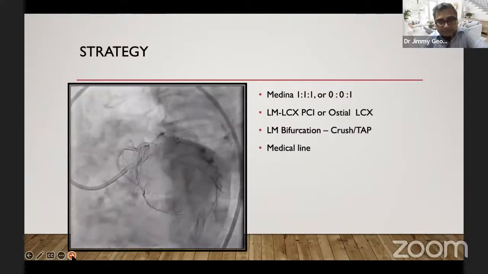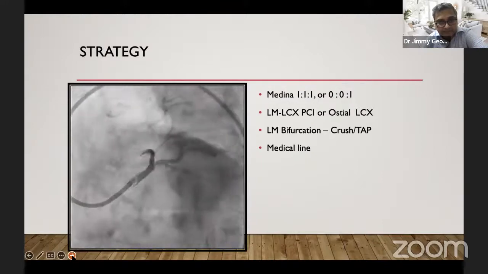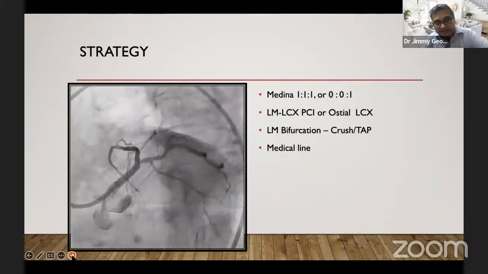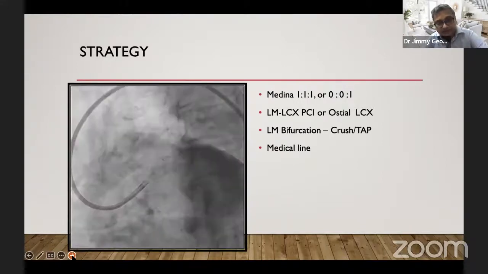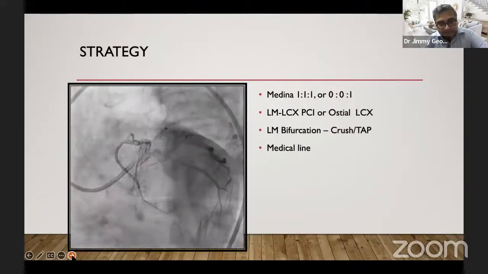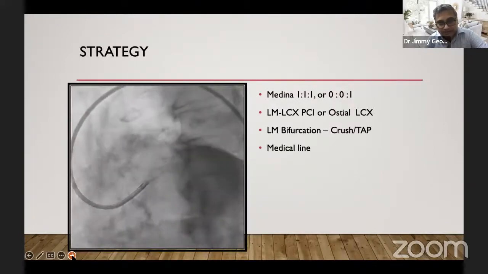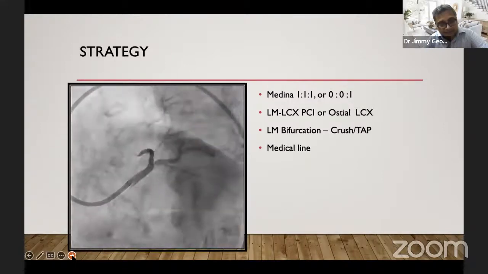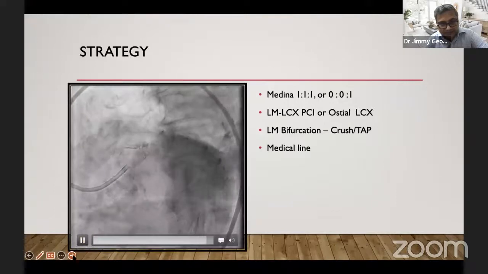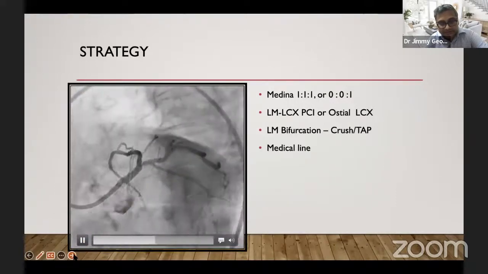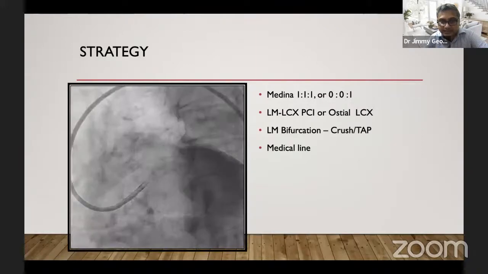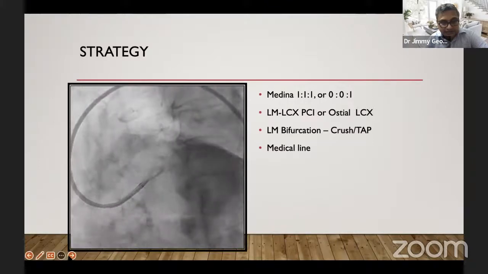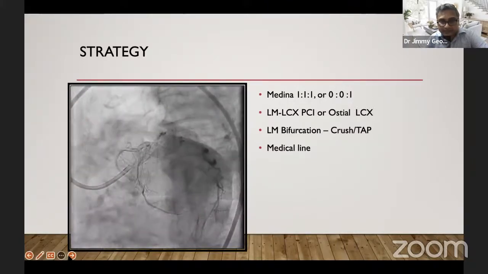Shall we plan this patient with LM circumflex stenting, or just keep the stent at the ostial circumflex? Or should we upfront go with an LM bifurcation? If so, a crush technique, or should it be a TAP technique? Or can she be left with medical management? Definitely when rest angina is there, I wouldn't suggest that. But the ostial circumflex is always the Achilles heel, which will come back. You cannot just deny that, but you need to go ahead with the proper treatment.